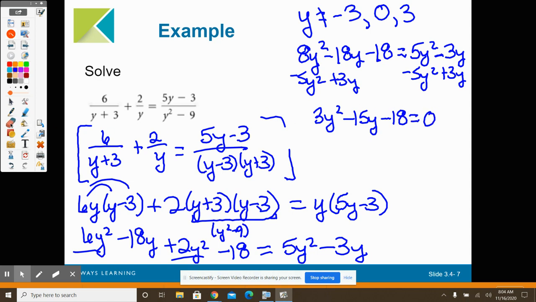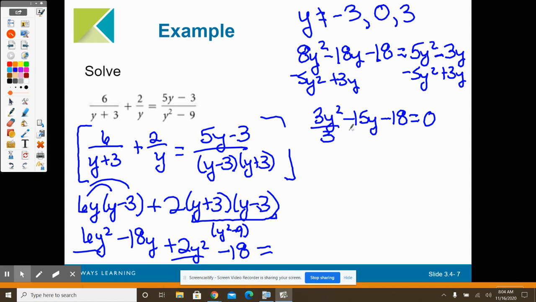Okay, now we're going to have to solve this. You can't get y by itself. It is not wrong for you to go ahead and start jumping into quadratic formula. But your life will be easier if you see that these all have a 3 in common. So that gives me a y squared minus 5y minus 6 equals 0. And what that allows me to do is factor.